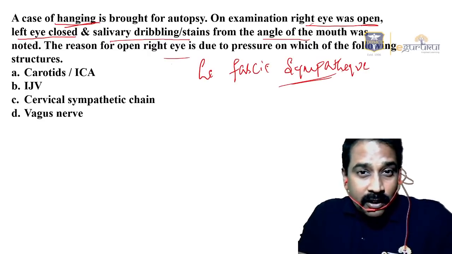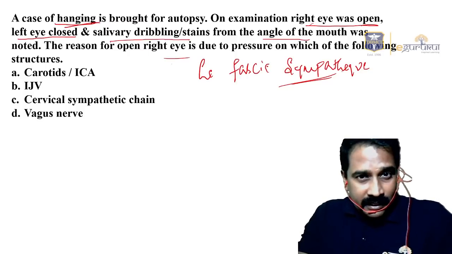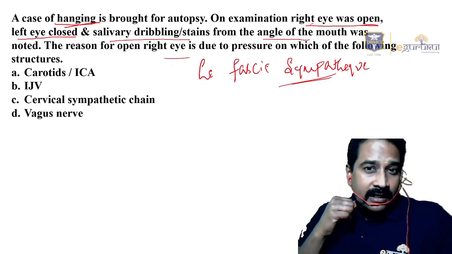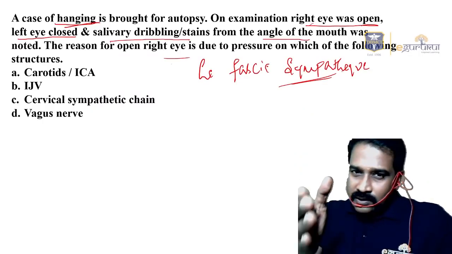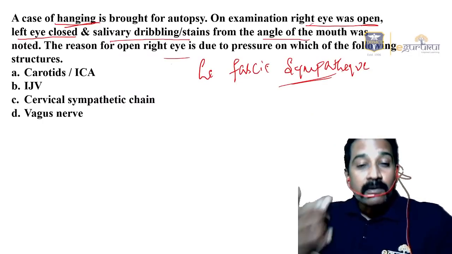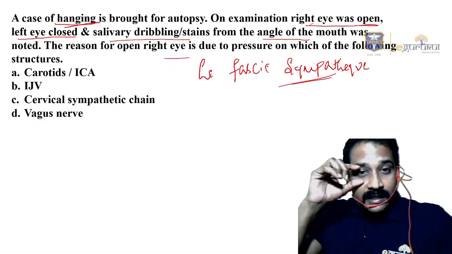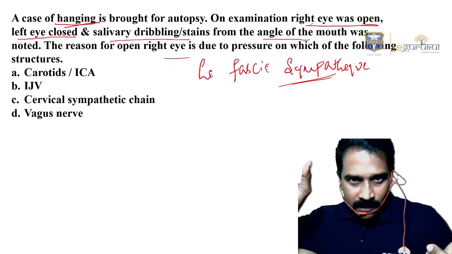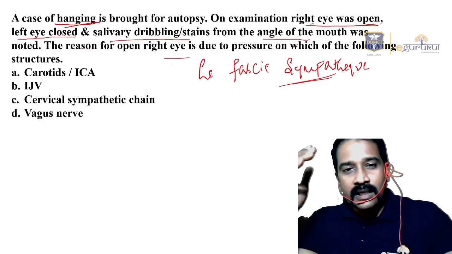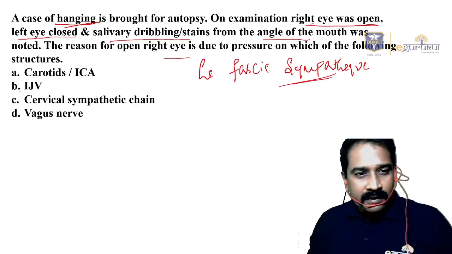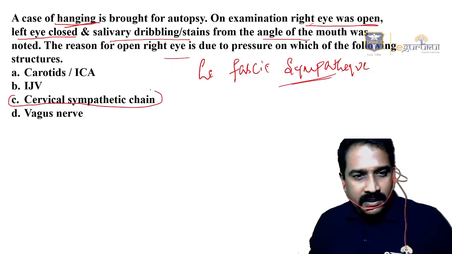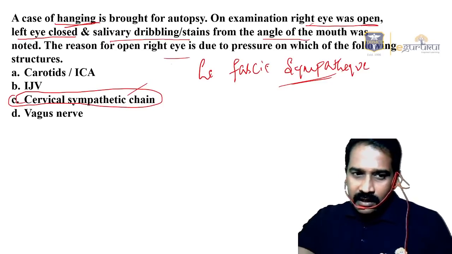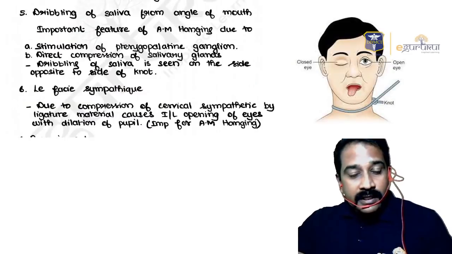So when the ligature material or the knot of the ligature material compresses upon the cervical ganglia ipsilaterally, that is on the same side. If it is compressed on the right side, as in this case, the ligature material has compressed the cervical ganglia on the right side, because of which the right eye remains open with dilatation of pupil, whereas the left eye remains closed. So the right eye is open because of Leaf facies sympathetic. It's called Leaf facies sympathetic because of compression of the cervical sympathetic chain by the ligature material or the knot of the ligature. Okay, well, let's move to the theoretical part of this.